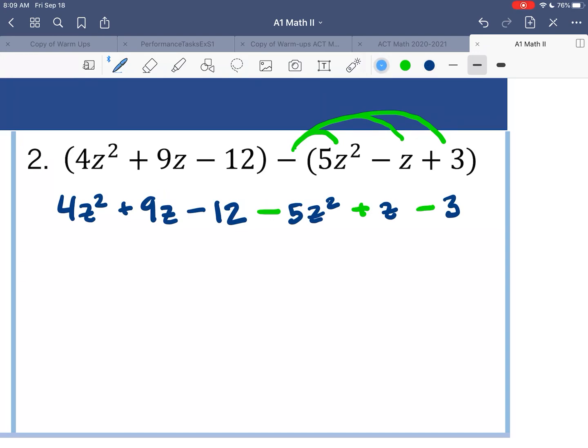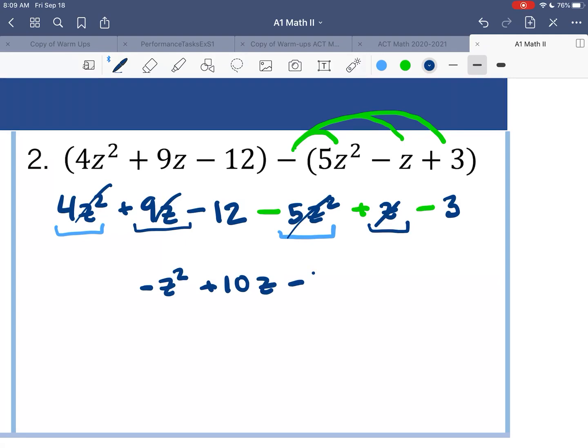There you go. And then we're going to combine like terms. So we have 4z squared up here and negative 5z squared right there, which gives us a negative 1z squared. Or actually, let me just write that as negative z squared because we don't need the number there. Got those. And then we have plus 9z plus z, these two, gives us 10z's. And then we have a minus 12 minus 3, which gives us minus 15 at the end there. So this is our final answer.